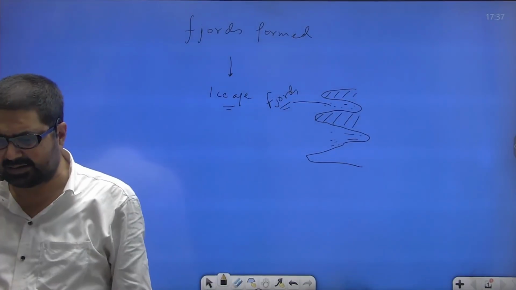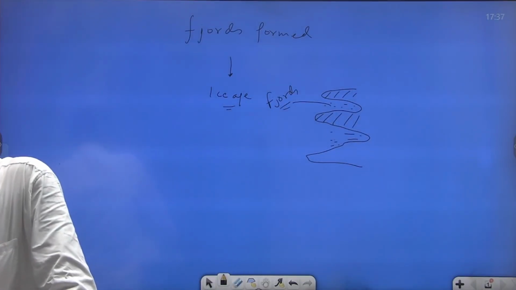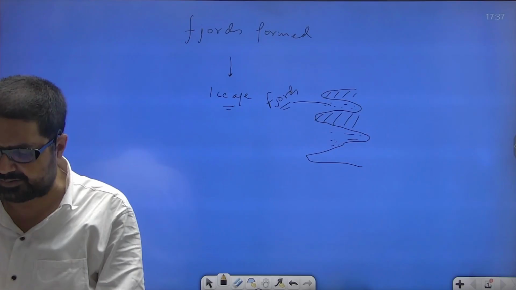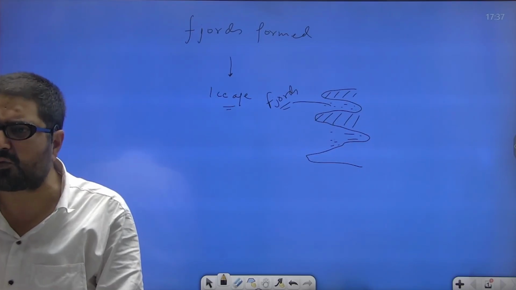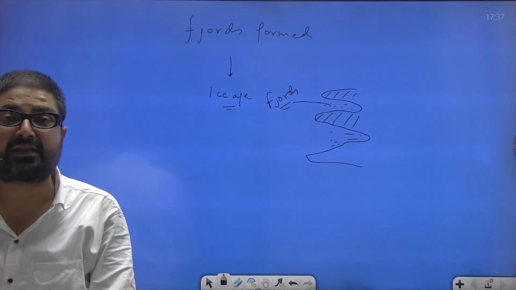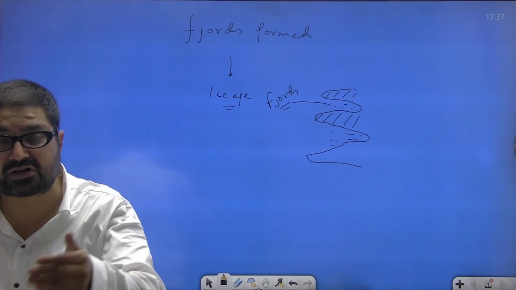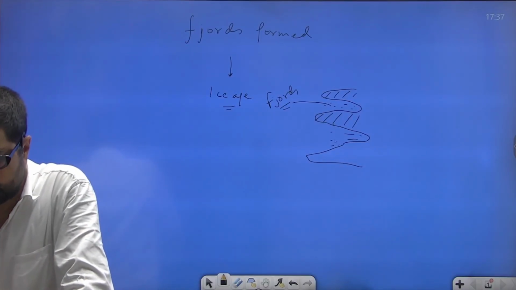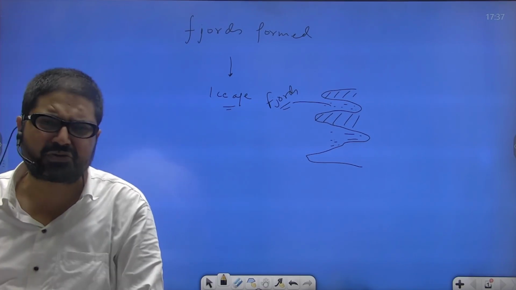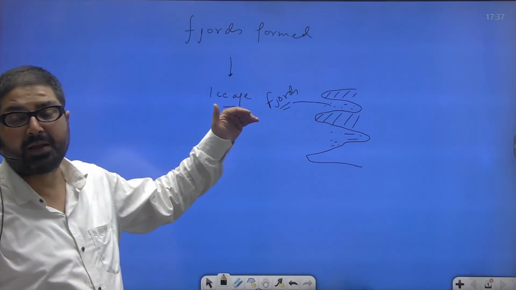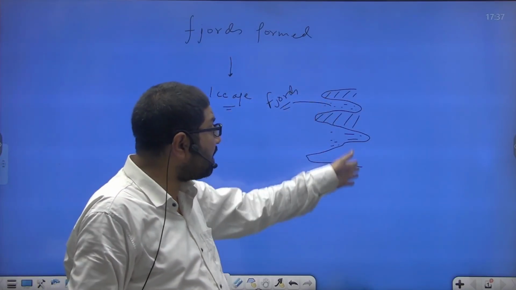And as the ice age came to an end and sea level rose, these glacially carved out valleys got submerged under the seawater, forming fjords. Fjord coasts are almost entirely confined to higher middle latitudes where mountains run parallel to the coast.